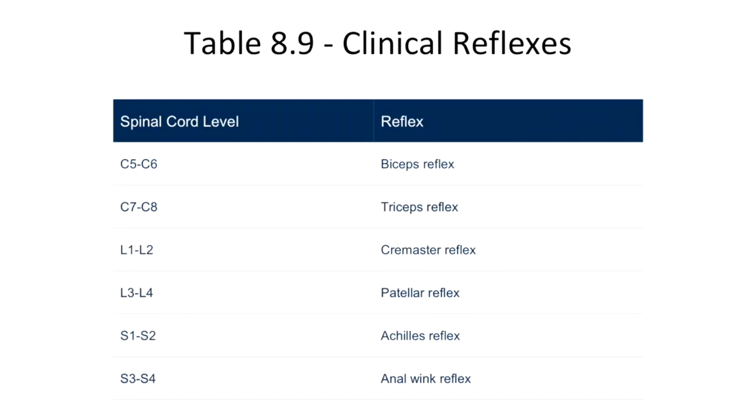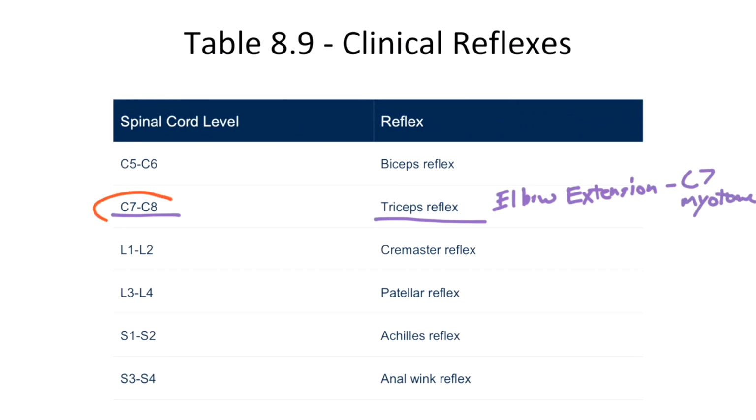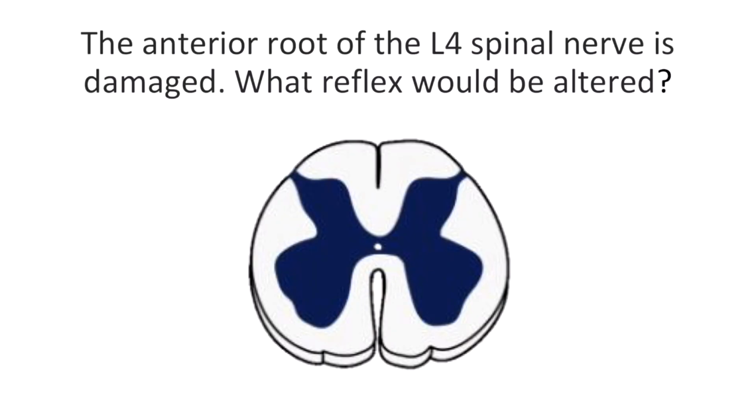Now here again is table 8.9 showing the clinical reflexes, and we can see that the C7, C8 region is responsible for the triceps reflex. Now the clinical reflexes are closely associated with the myotomes. So where we thought of elbow extension as being associated with the C7, C8 myotome, we can see that the same region, C7, C8, is responsible for the triceps reflex, which is ultimately extension of the elbow. Now let's do another question.